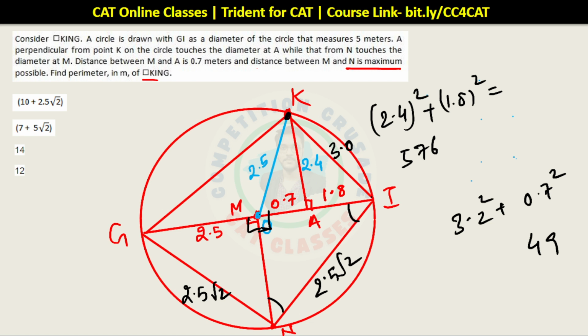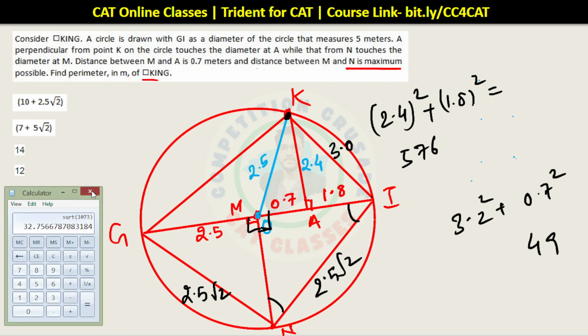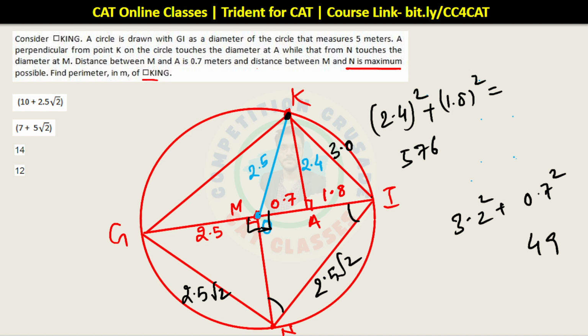Just a second. What exactly did we find? Ek second. Let me tell you what I did. So this is 32 ka square, 1024 plus 24 ka, just now we calculated 576. So 576, please give me a perfect square. 1600, yeah. So this is 40, yeah, 4.0. Great. This is going to be 4.0. Now 4 and 3 7, 7 plus 5 root 2.